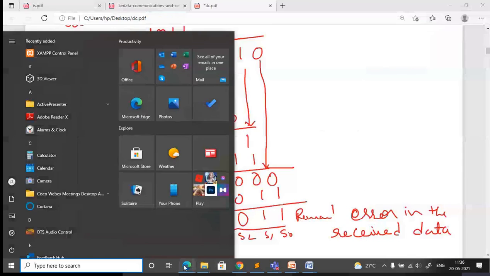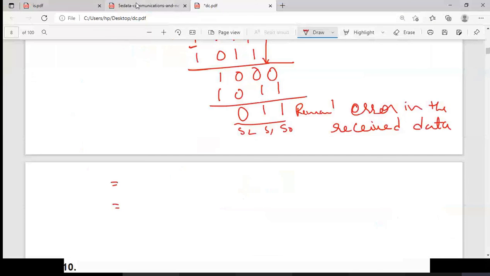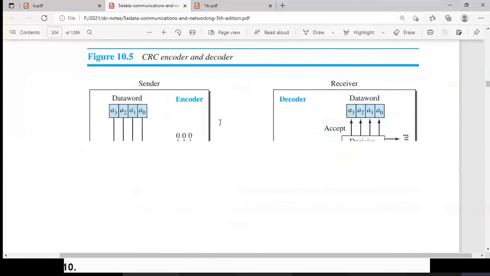If I want to explain that, at least it will take 15 minutes. I don't know what is the state of your interest now.